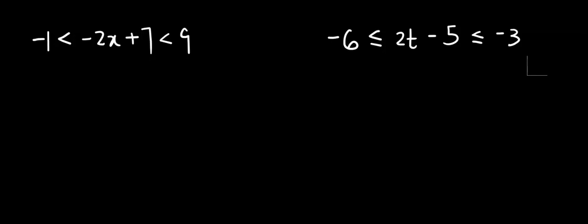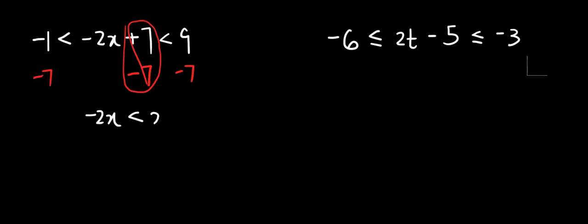Welcome back. Let us solve compound inequality. Our goal is to isolate x. Therefore, subtract 7 from all three parts to eliminate the 7. Let's rewrite -2x. This gives us 2.